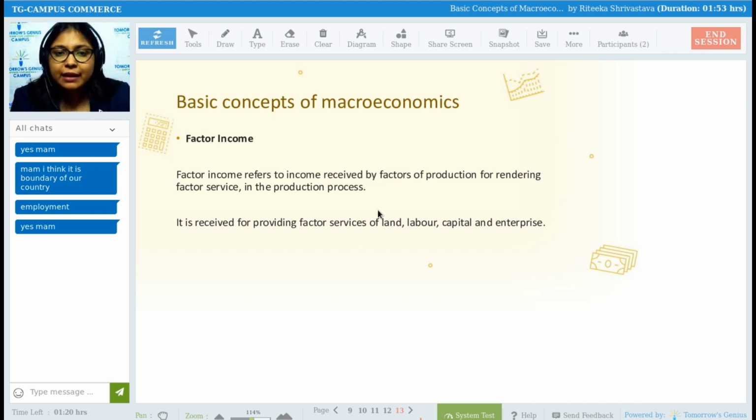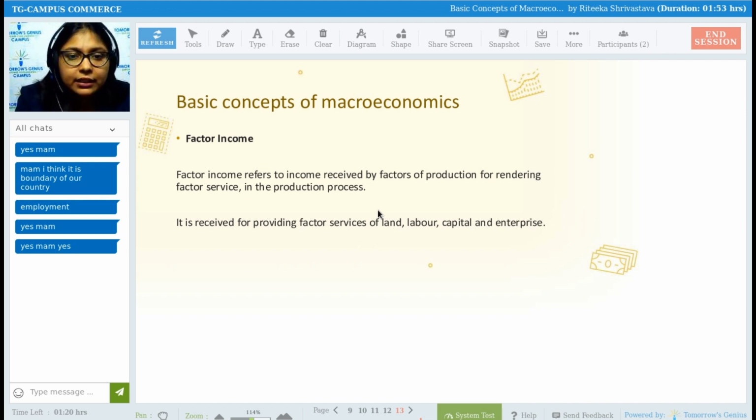Four terms we have already seen: non-resident, residentship, citizenship, and economic territory. Next term is factor income. Can I continue with it? Okay. Factor income. Again, a very important term because this term is going to be there very frequently when we solve numerical questions from this chapter.